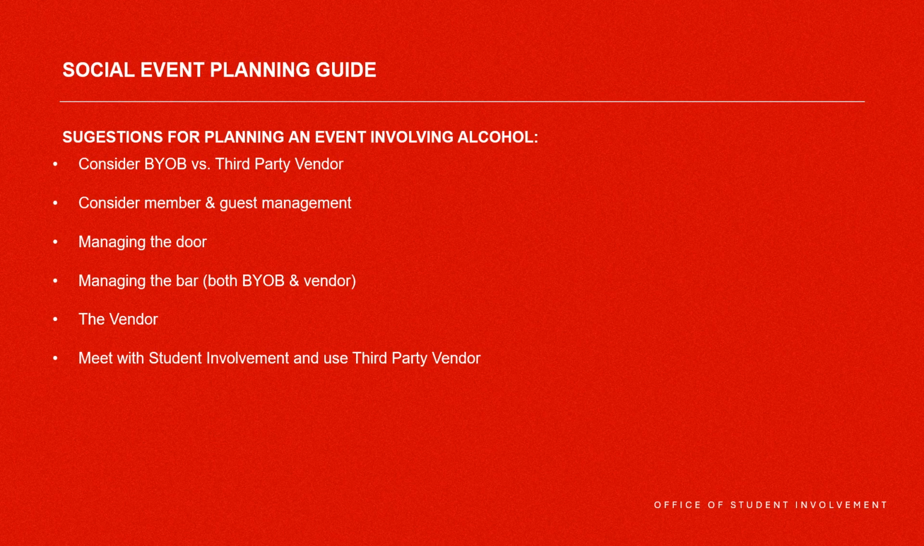Continuing with the Social Event Planning Guide, the guide gives suggestions on how to monitor the distribution and consumption of alcohol at an event. As mentioned, BYOB is a method that allows attendees to bring their own alcohol. While there is inherently more risk involved with BYOB, this method can be executed safely. Some suggestions are as follows.